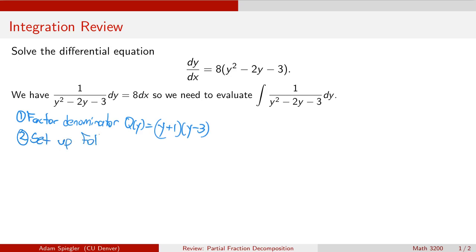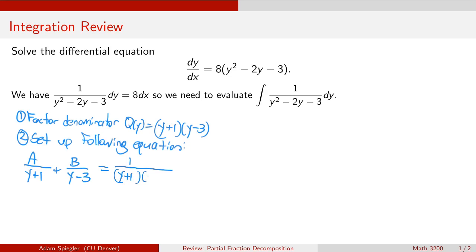And then the next step is we are going to set up the following equation. Because our quadratic denominator factored into two unique linear factors, this equation is going to look like some undetermined constant A over y plus 1, plus B over y minus 3, equal to 1 over y squared minus 2y minus 3. So what is going on in this equation is we are trying to break up this initial fraction that we started with into two different fractions.